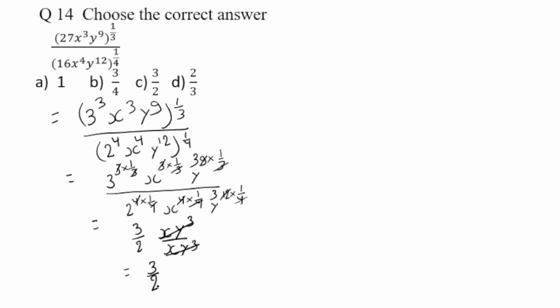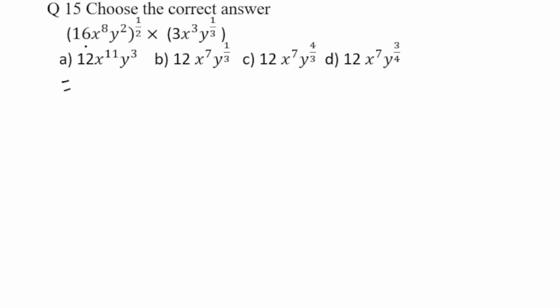3 by 2. The answer is C, 3 by 2. Now move to question number 15. 16 x to the power 8 y square, all to the power 1 by 2, multiply 3 x cube y, all to the power 1 by 3.